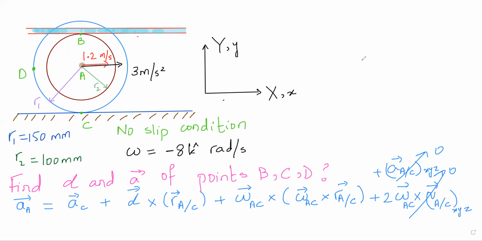What is the value of AA? 3 meters per second squared. Do I have any y component of acceleration of point A? No, because it's rotating, the center of mass is accelerating only in the i direction.